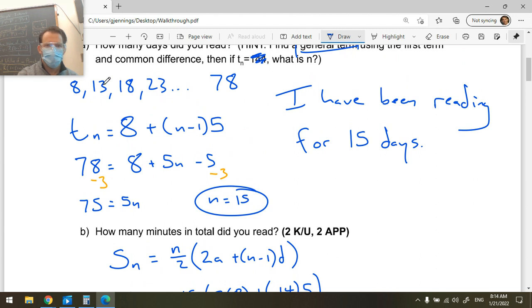There. So for this one, I like to write out just a few terms of the sequence or the series, and make sure I can see it. Then I write out my general term here.